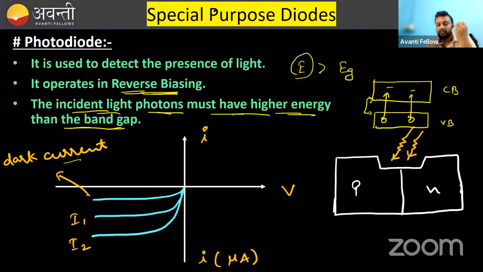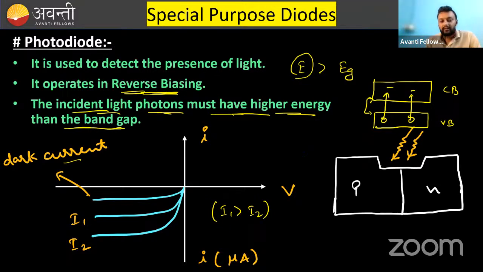What is the meaning of more intensity? More intensity means more number of photons are coming in the light. This point should be remembered by everyone. If more number of photons are coming, that means that more collision will happen and more electrons will break bonds. So that's why current is increasing. So in this diagram, I will say I1 is greater than I2.